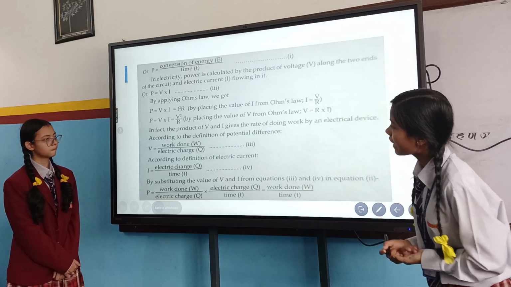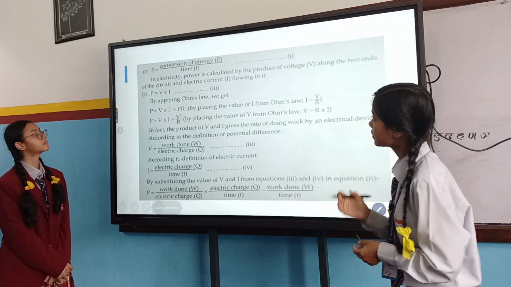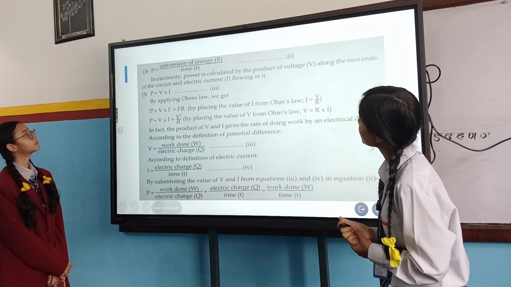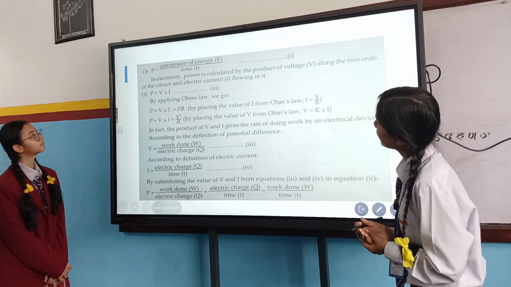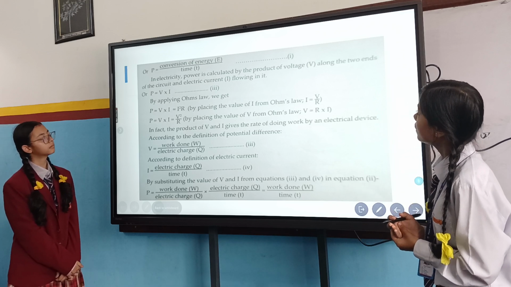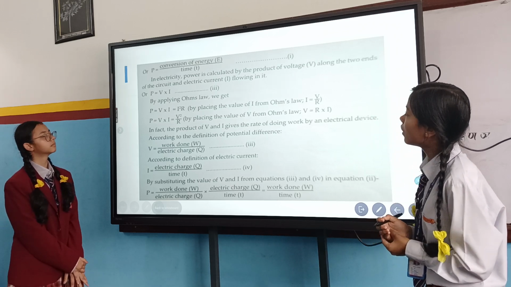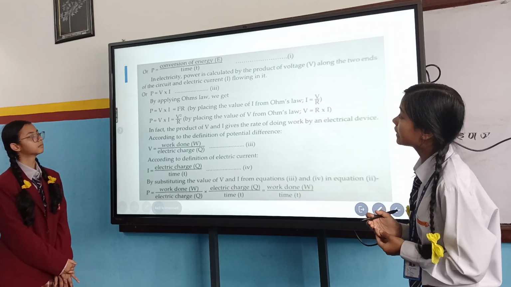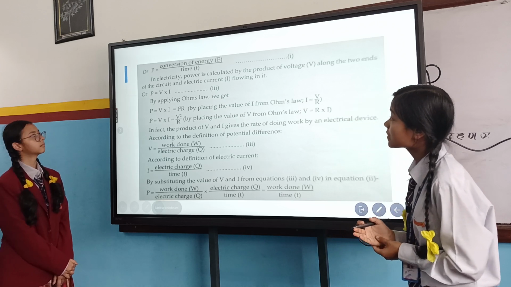So next we have a formula for calculation: P is equal to the conversion of energy E upon time T. In electricity, power is calculated by the product of the voltage across the two ends of the circuit and the electric current I flowing in it. So P is equal to V times I.